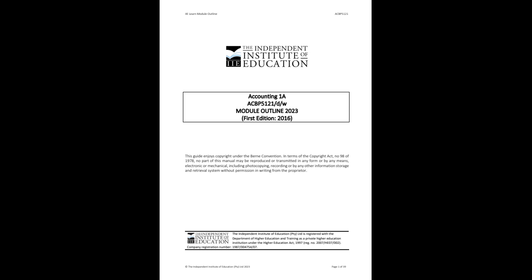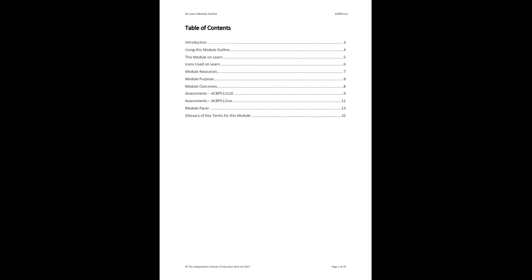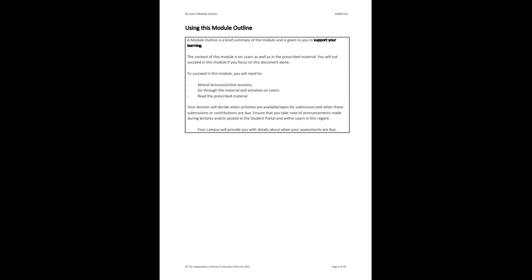Okay, so module outline, I want to just go and have a look at a few things on this to show you why it is such an important document. So table of contents, fine, we know what that is. Intro, you can read through all of this, and that you should read through. Just because I'm paging past some of these pages, it doesn't mean they're not important. It just means there's certain pages that I want to go to.